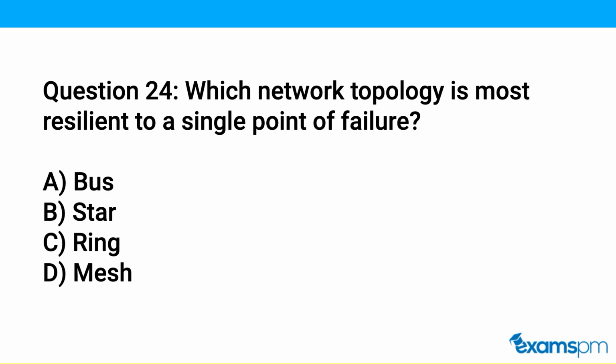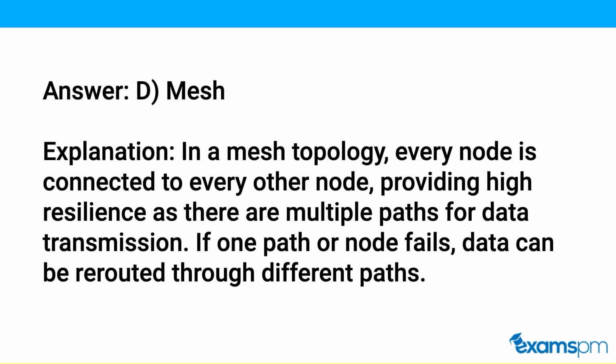Question 24. Which network topology is most resilient to a single point of failure? A. Bus. B. Star. C. Ring. D. Mesh. Answer: D. Mesh. Explanation: in a mesh topology, every node is connected to every other node, providing high resilience as there are multiple paths for data transmission. If one path or node fails, data can be rerouted through different paths.